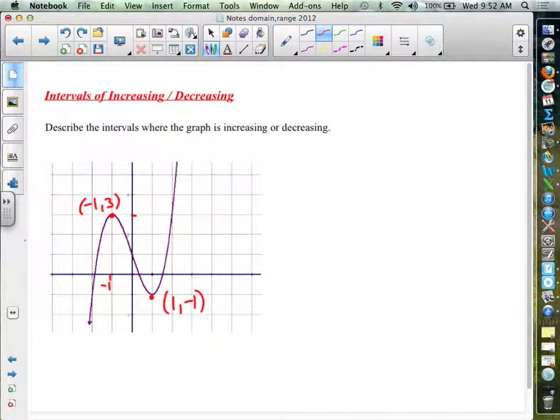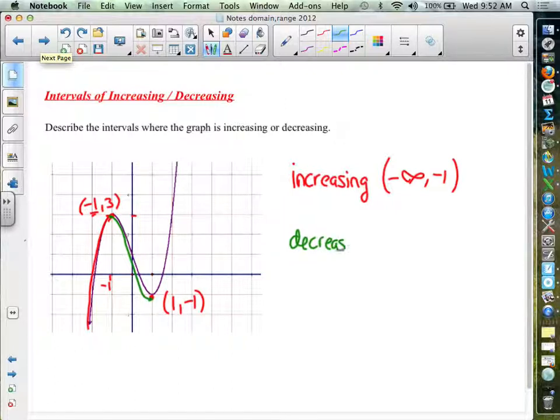So if you look at the graph going from left to right, from here to here, the graph is increasing. So from left to right, it's increasing from negative infinity until I get to this x-coordinate of -1. Then let's decide what the graph is doing. So from -1 to 1, the graph is decreasing. And again, this is an interval, not a point.